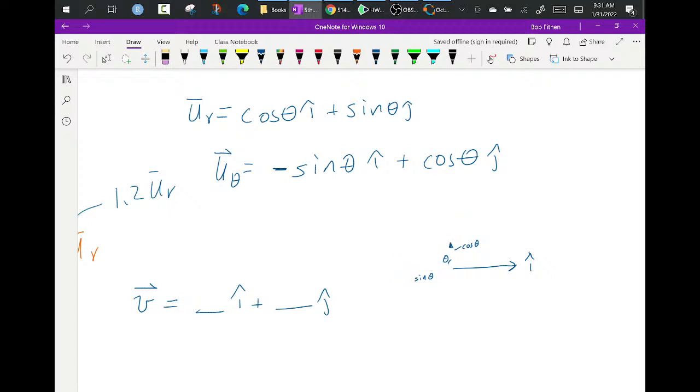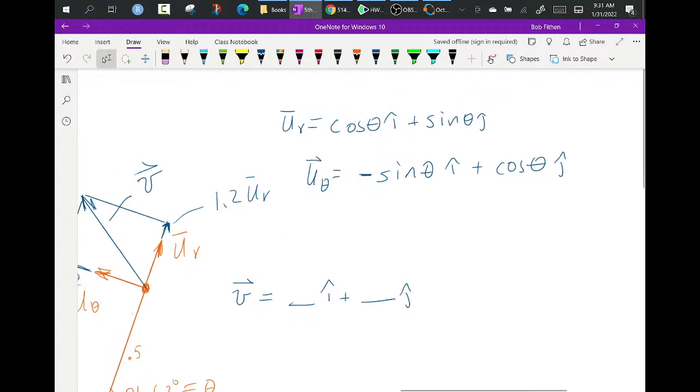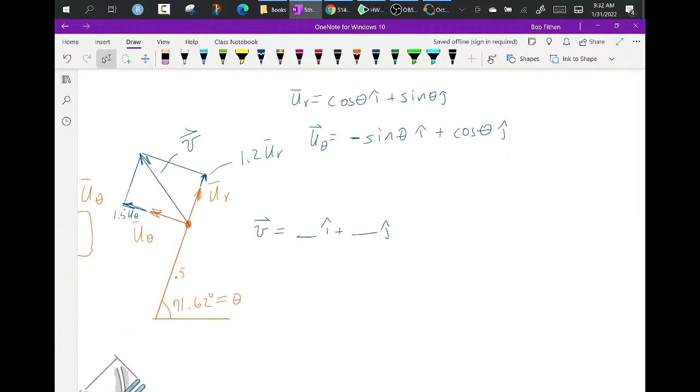So now that you have those broken down, you can simply say, well, theta is 1.25, and you have to make sure you're using radians on your calculator. So let's break it down that way first. UR is cosine of 1.25 radians I plus sine 1.25 radians J, and U theta is minus sine 1.25 radians I plus cosine 1.25 radians J.